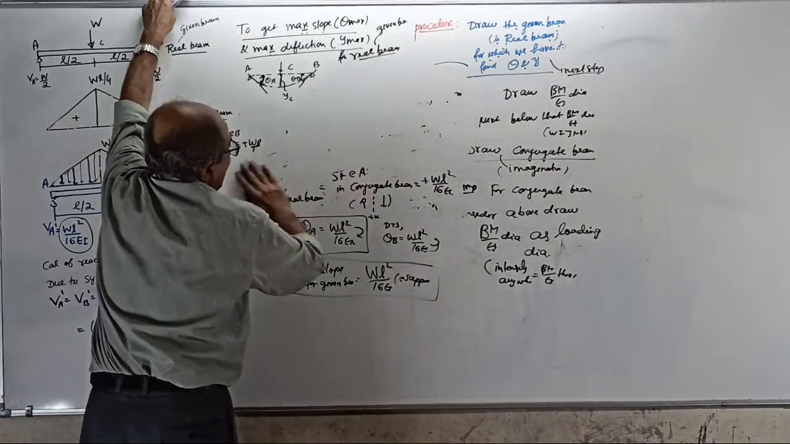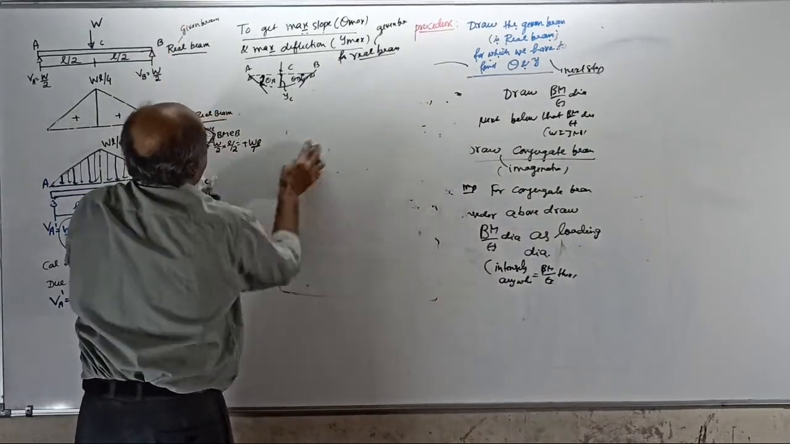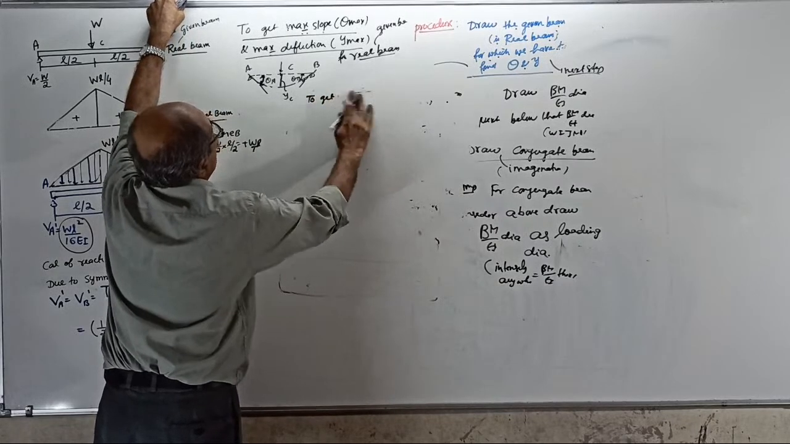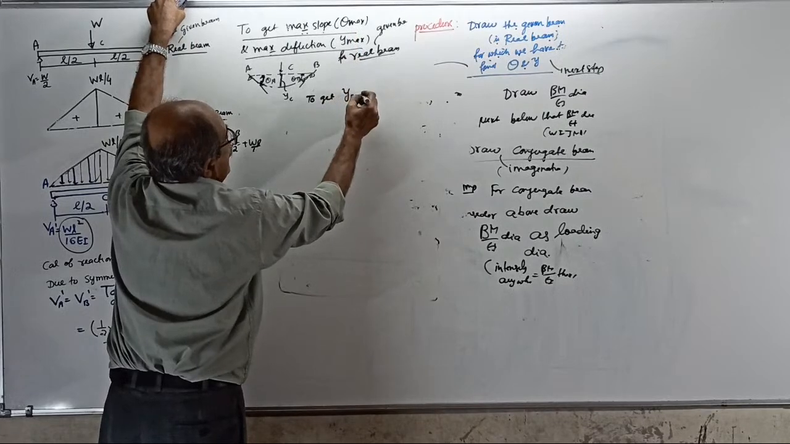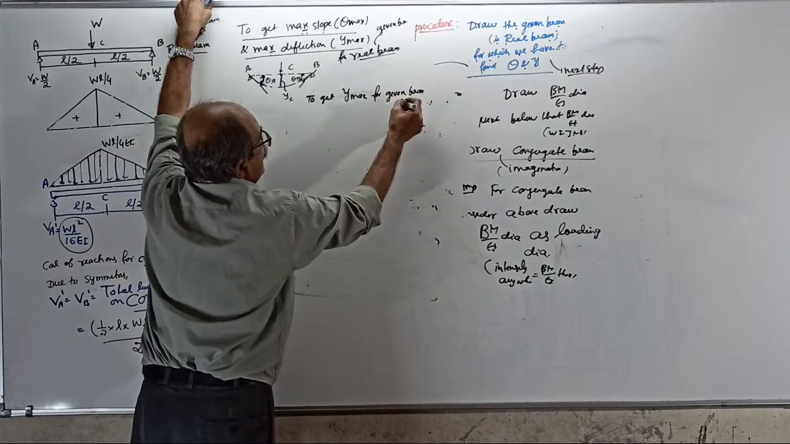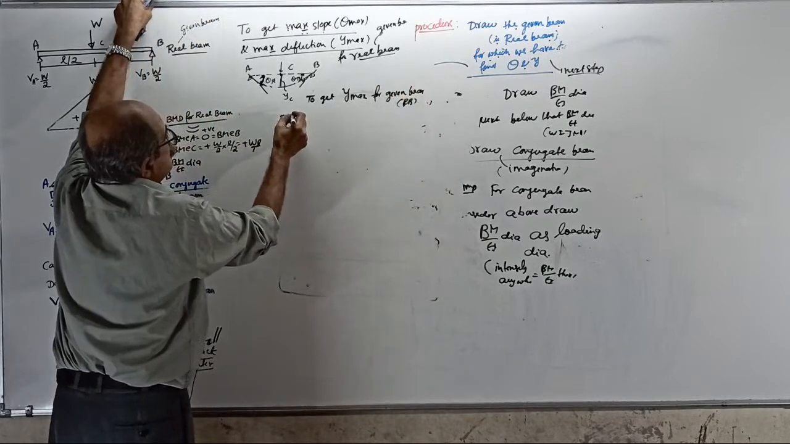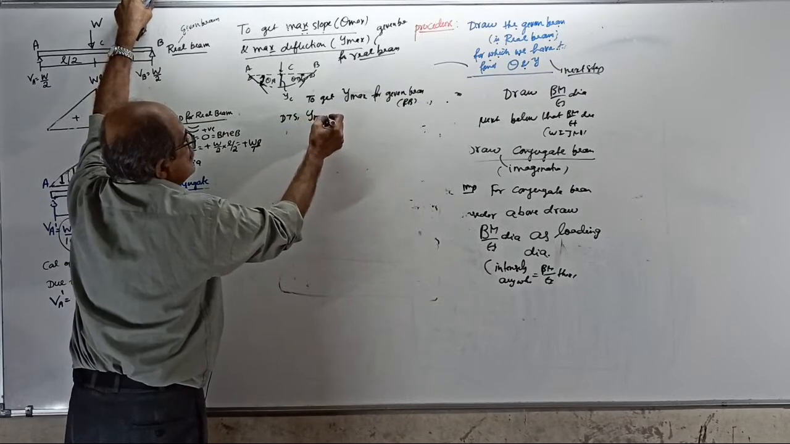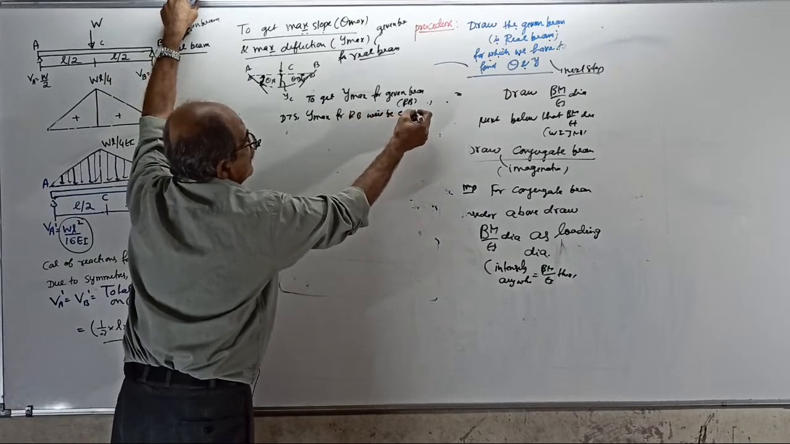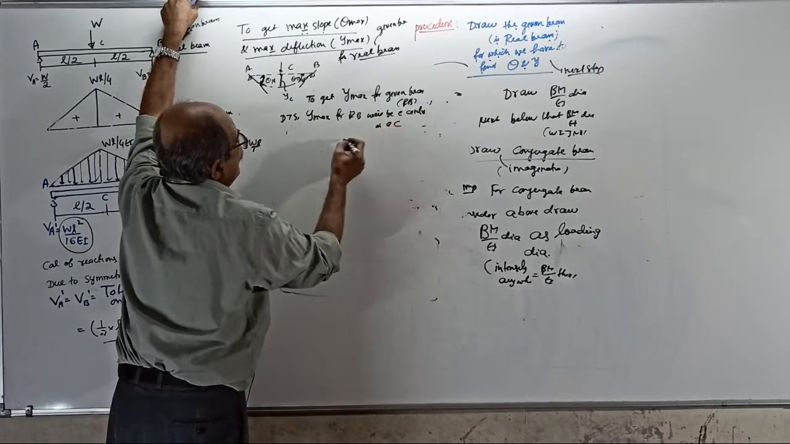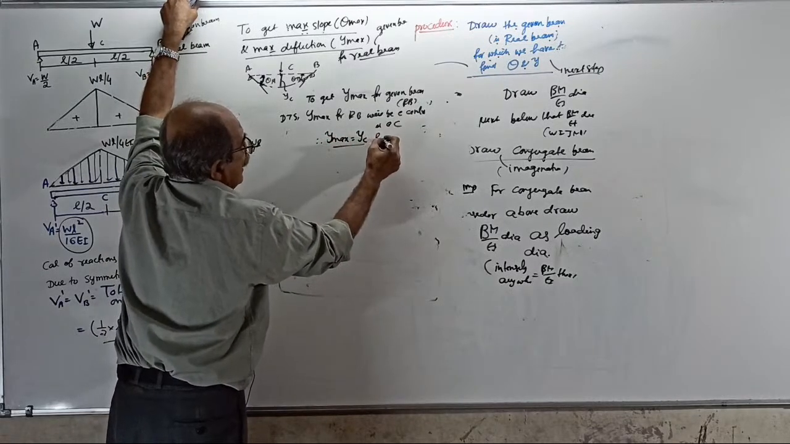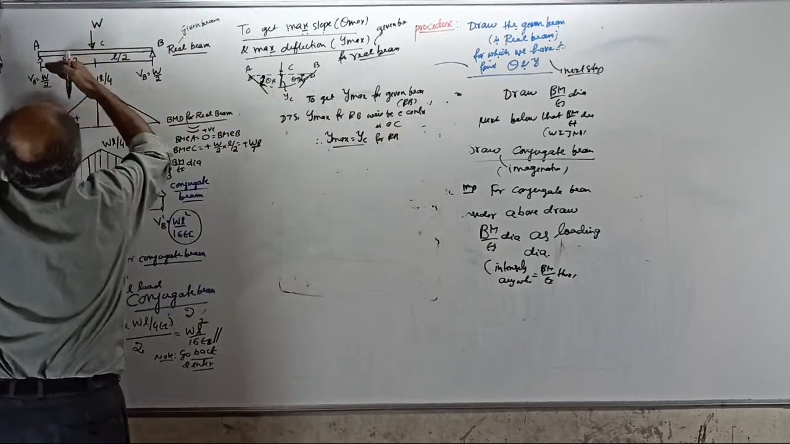Same diagram. Next, to get Y maximum for the given beam, that is, the real beam. Due to symmetry, Y max for the real beam will be at the center, that is at C. Therefore Y max will be the deflection at C for the real beam. Maximum deflection will be at the center.